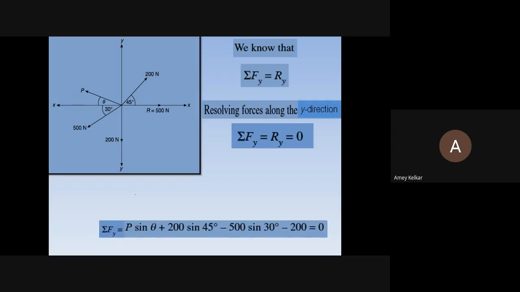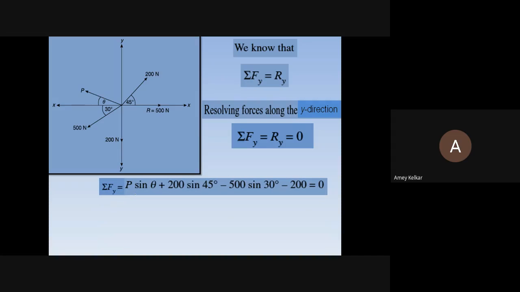So now let's come up with the equation for Fy. P sine theta, as I have marked previously, is going up in the positive direction. So this is P sine theta. Then this will be coming down and this will be going up, so it will be plus 200 sine 45 and minus 500 sine 30. And one more force is given, which is along the y-axis, going down. It had no role to play in the summation of x, but now it has come. So now we have to solve this particular equation.